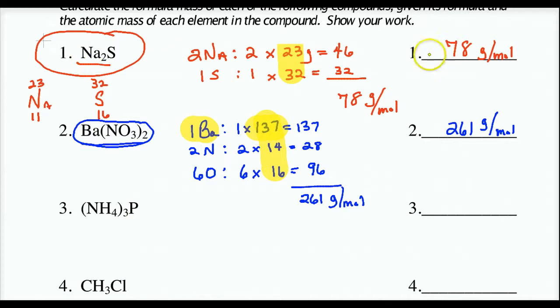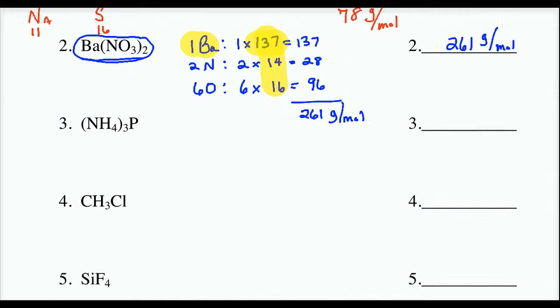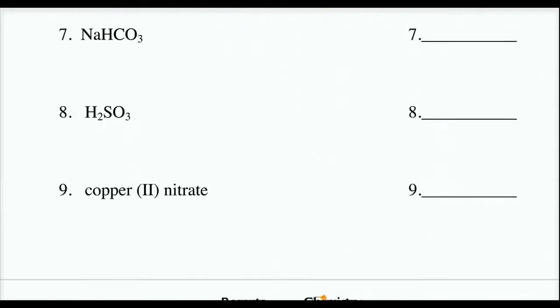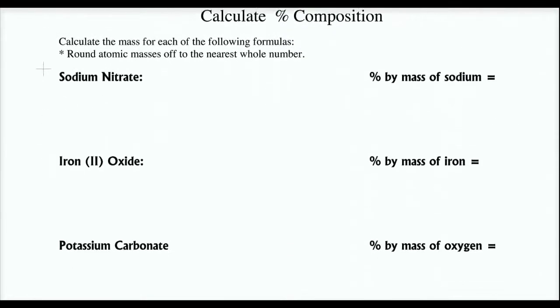But if I wanted the same number of sodium sulfide particles as barium nitrate particles, I would need 78 grams of these guys and 261 grams of those. I'm able to use my scale to measure how many. That's the pretty powerful thing. So these are all done the same way. I have a key. There's no use of me going through them. So let's take a walk down to this guy.